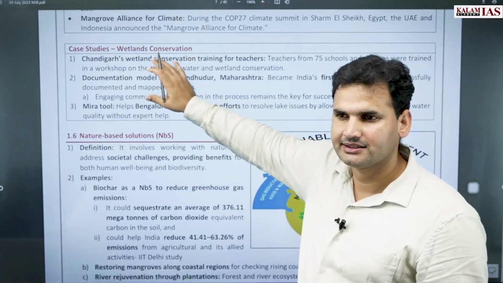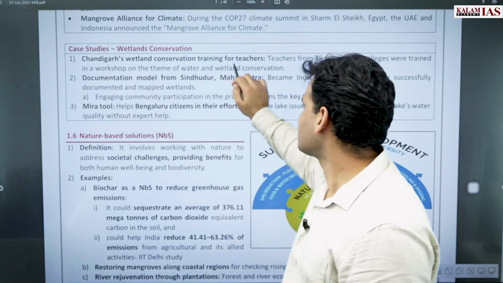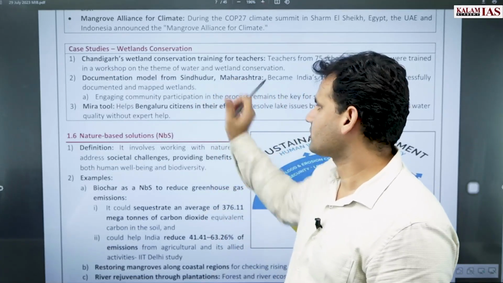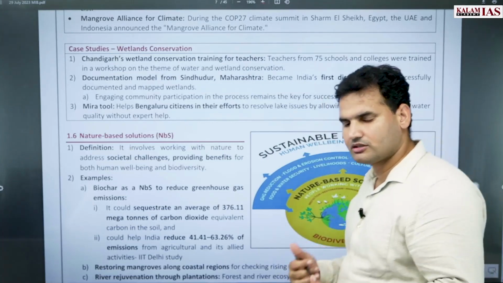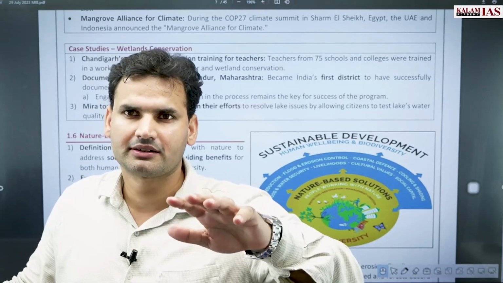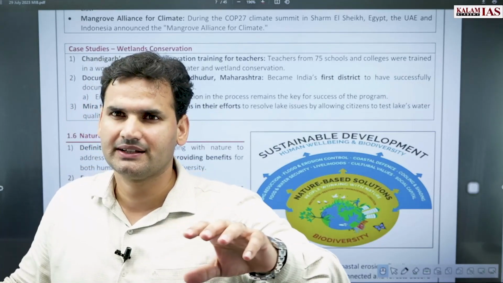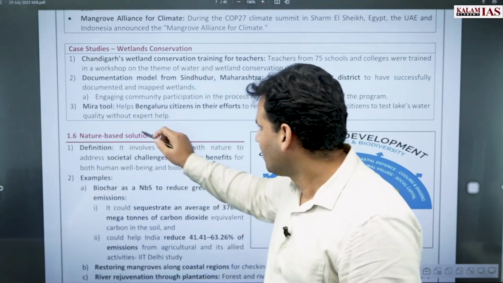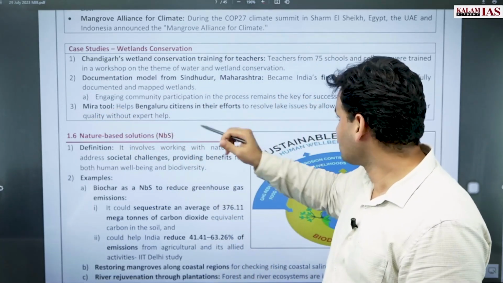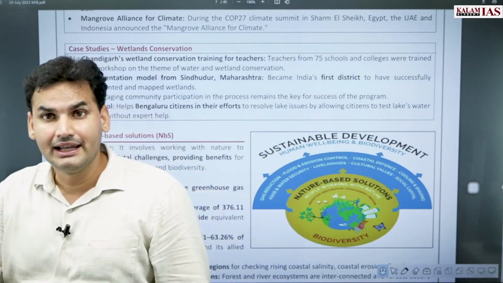Are there any case studies? Yes, they are there. And that is Chandigarh's wetland conservation training for teachers. Also, you can remember Sindhudurg in Maharashtra, which engaged the community, because any policy, any program would remain a toothless tiger if it is not implemented in letter and spirit. And for that to happen, people's participation is the key. Also, you can mention the MIRA tool, which helps the Bengaluru citizens in order to resolve the issue with regards to lakes.